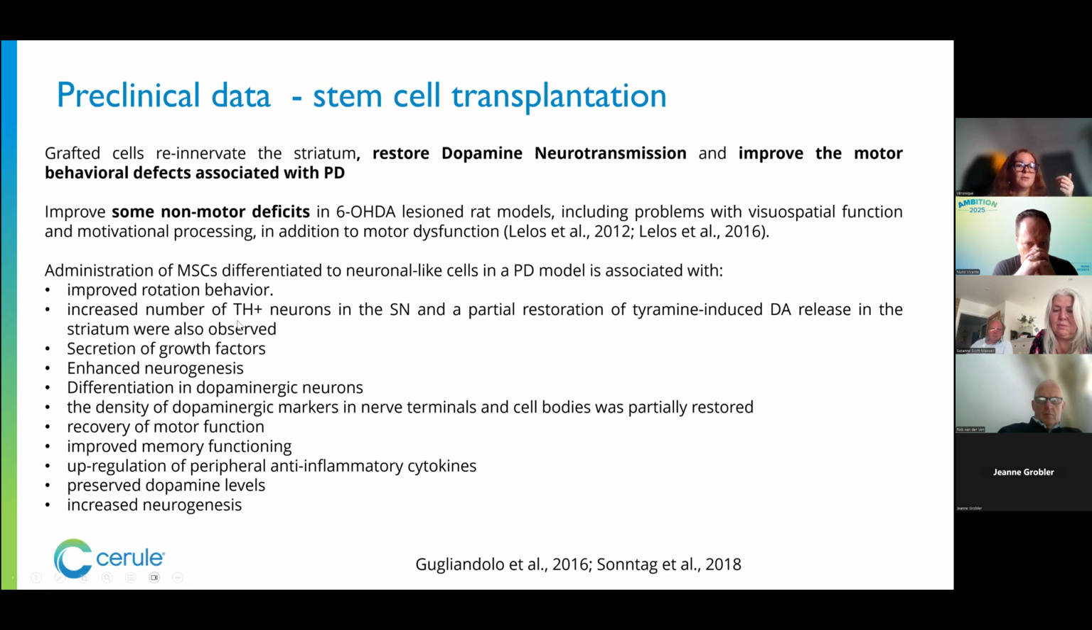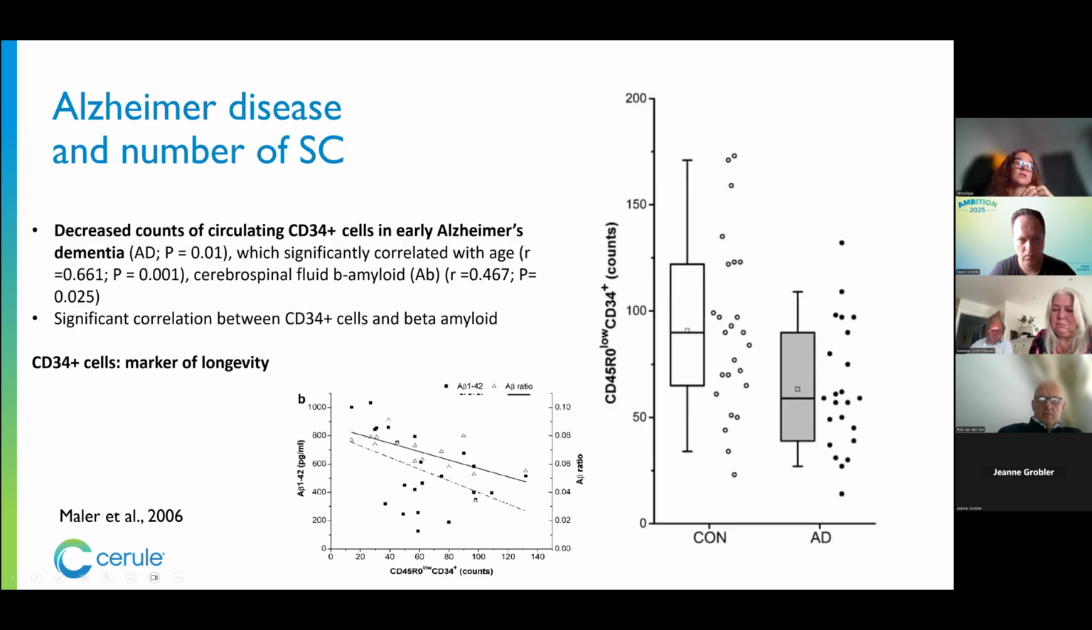So we can see that there are really several benefits to stem cell mobilization in rodent models of Parkinson's disease. There is this differentiation into neurons that will help to restore the dopamine level and improve the motor symptoms and memory functioning. And we also have a secretion of growth factors that would support the regenerative process. So now we will see some clinical data.